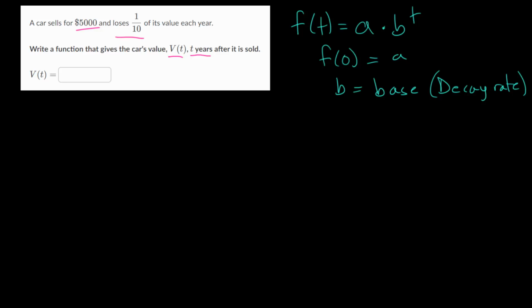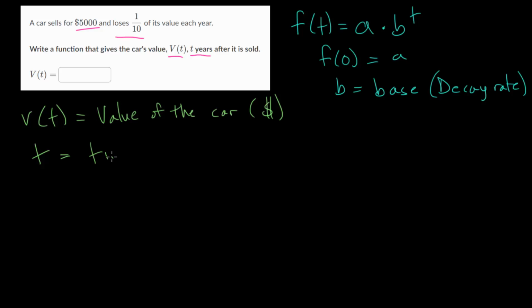So with all word problems, you want to start by defining your variables. So v of t and t, we need to come up with, in our own words, what each of these represent. So v of t, that's the car's value, t years after it's sold. So this is the value of the car, and we know that its unit will be in dollars. And then t looks to be time, and we're talking about years. So our unit for time is years.